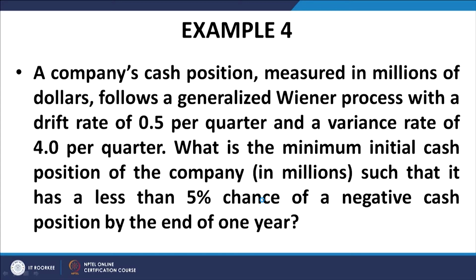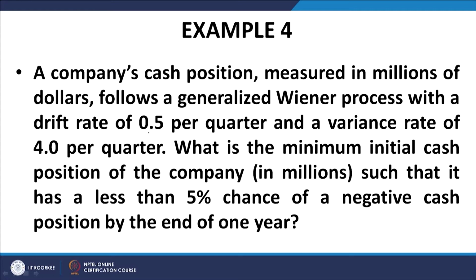Finally, we have a problem on finance. A company's cash position, measured in millions of dollars, follows a generalized Wiener process, the generalized Brownian motion. It has a drift of 0.5 per quarter and a variance rate of 4 per quarter. We want to find the initial cash position such that the probability of bankruptcy at the end of 1 year from now does not exceed 5%. I repeat, we have to find the initial cash position such that the probability of bankruptcy at t equal to 1 year from now does not exceed 5%.